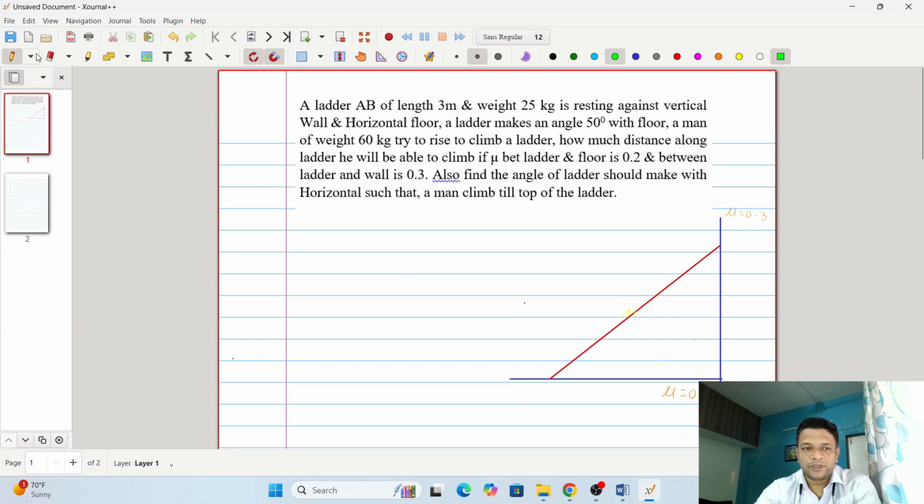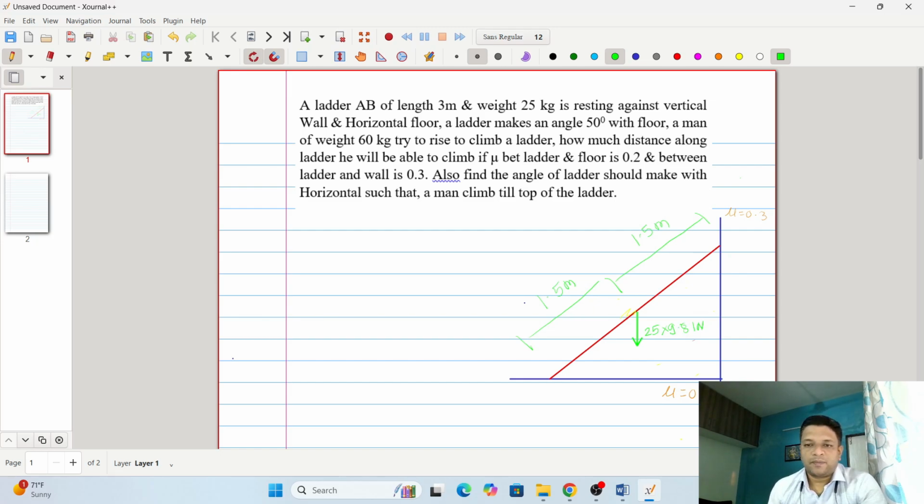So we'll show the weight force acting from the center of this ladder, with the help of this arrow. It is exactly passing through the center and acts vertically downward. Total length is 3 meters, so this is 1.5 meter and the rest of the length is 1.5 meter. The value of the weight force is 25 kg, so here it will be 25 into 9.81. Convert this value into Newton. So we show the weight force.